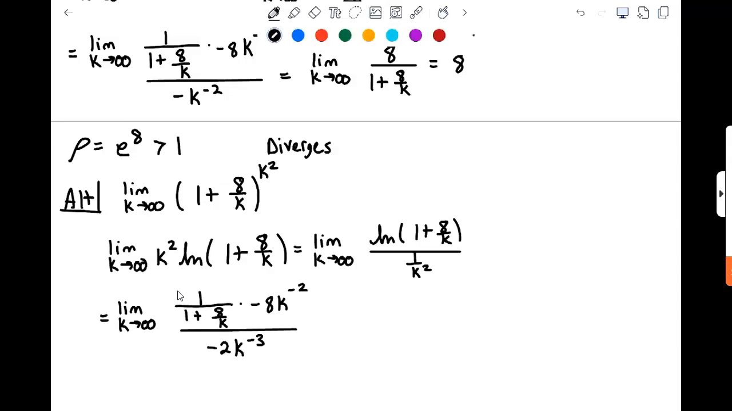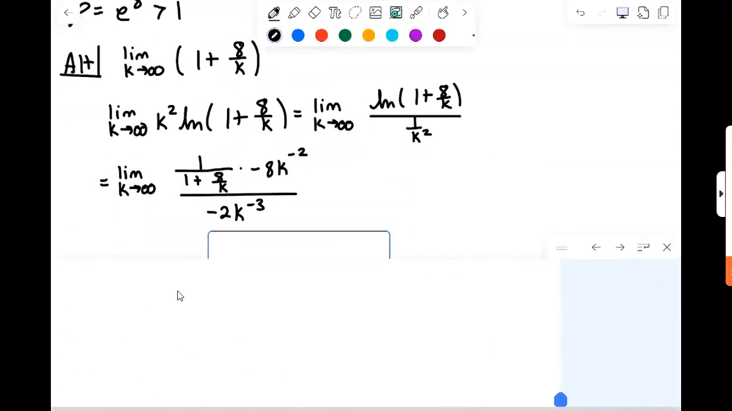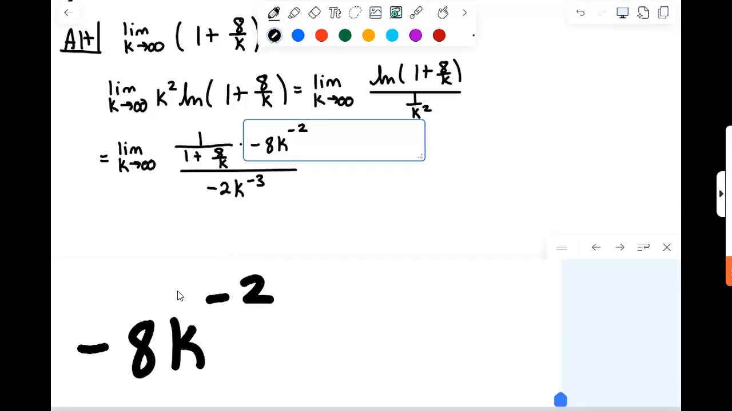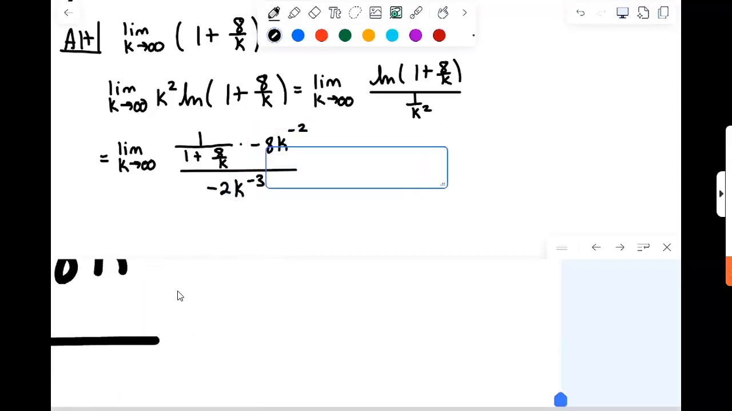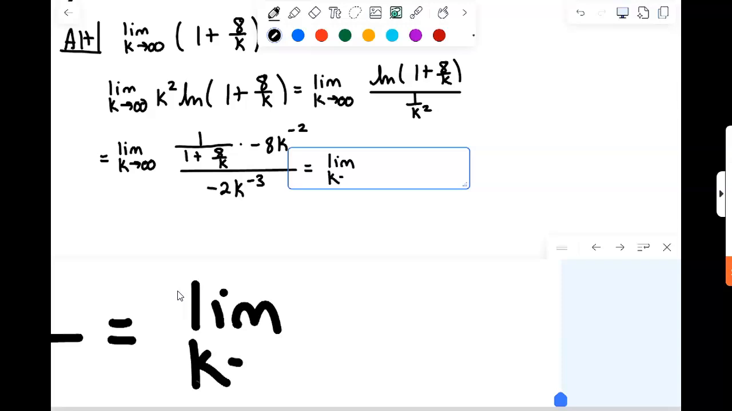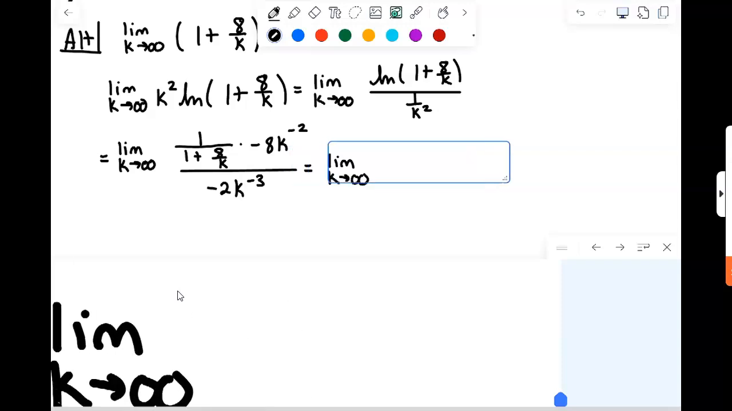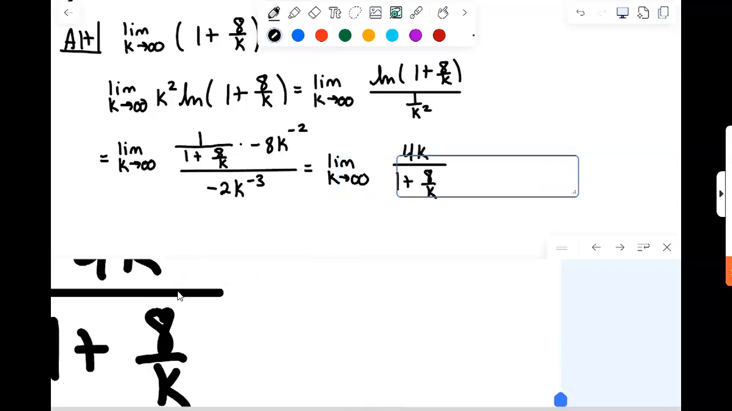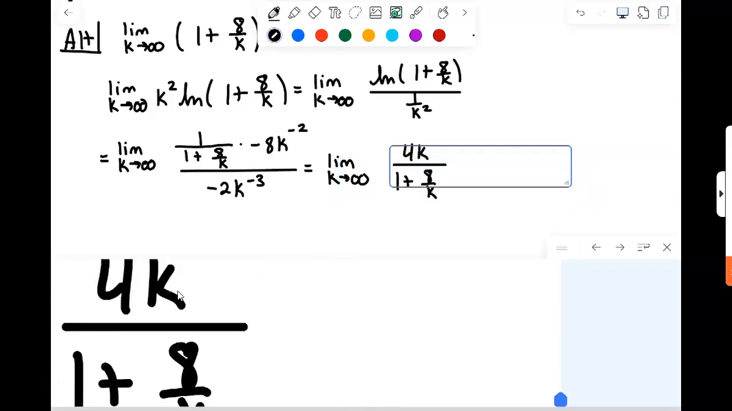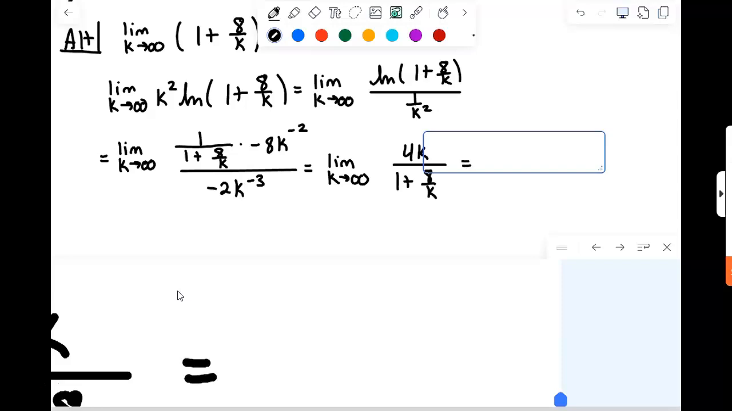And so we continue carrying through here. That's going to simplify a lot. You're actually going to have minus 8 and minus 2 cancel, making that a positive 4. The k to the minus second over k to the minus third would leave us with a k to the first on top. So we're going to have the limit as k goes to infinity of 4k on top over 1 plus 8 over k, right? And as k goes to infinity, 8 over k is going to go to 0. K is going to go to infinity.